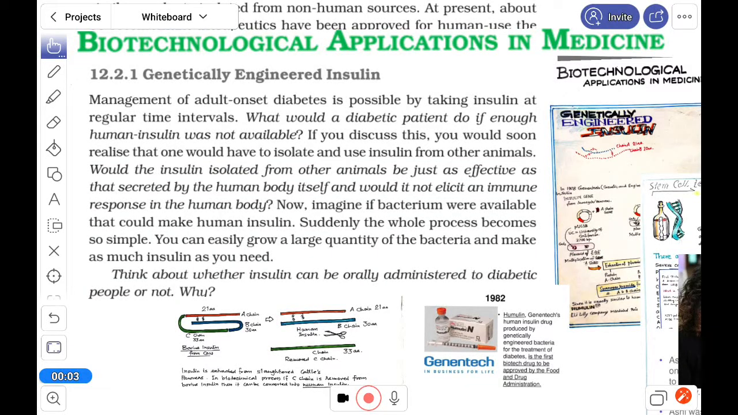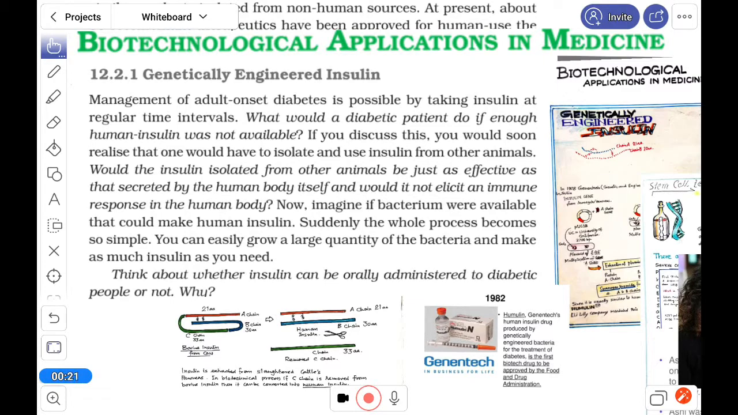Welcome to BioClass. Today we will discuss biotechnological applications in medicine. After food and agriculture, the next important area is medicine.